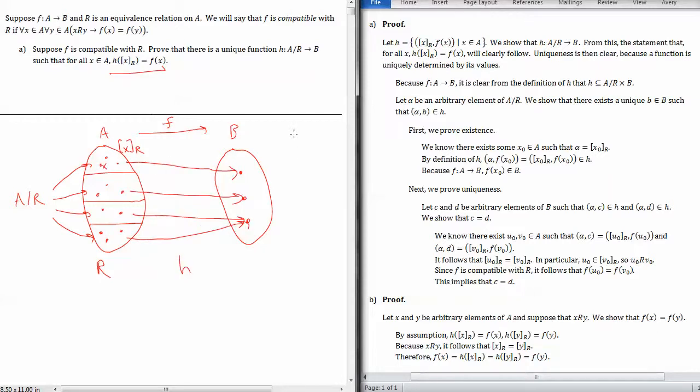The other confusion is, we're not sure that we can actually define a function this way, because what if we decided to represent this equivalence class as the equivalence class of that element y? Same equivalence class, but in this case, we would be defining this to be f of y instead of f of x. And that should concern us a little bit until we realize that if these are the same equivalence class, then x is related to y. And by our assumption that f is compatible with R, we get that f of x equals f of y. So actually, we have a well-defined function. We've only defined h of this equivalence class to be a single element of B.